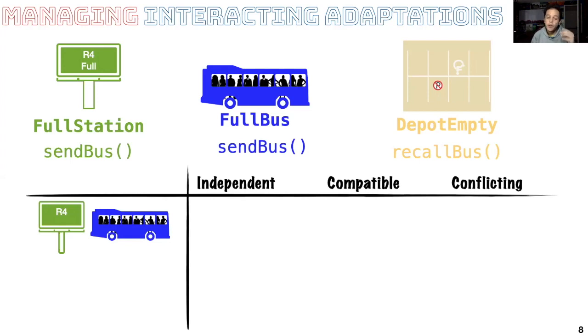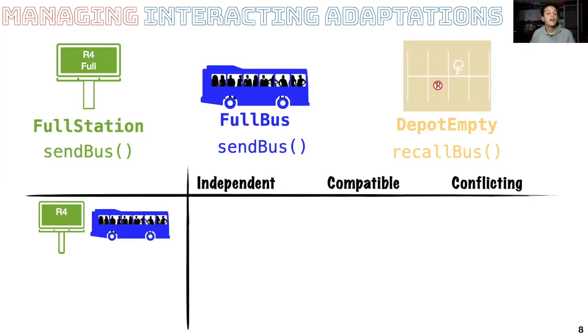So the 3 types of interactions that we have are that adaptations can be independent, which means that the behavior of one adaptation does not interfere or interact with the behavior of another adaptation. Adaptations can be compatible, which means that the behavior of one adaptation enhances or complements the behavior of another adaptation, or they can be conflicting, meaning that the behavior of one adaptation contradicts the behavior of the other adaptation.